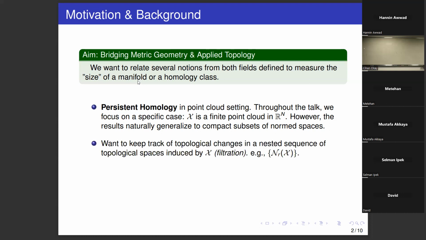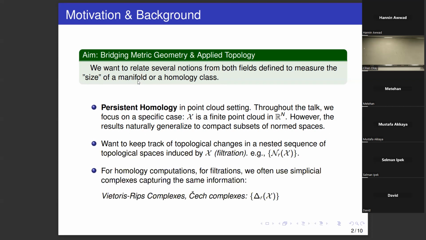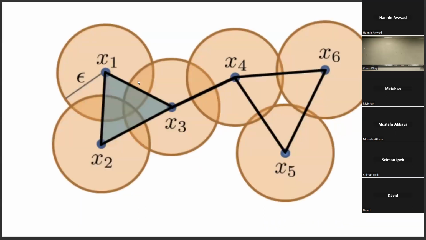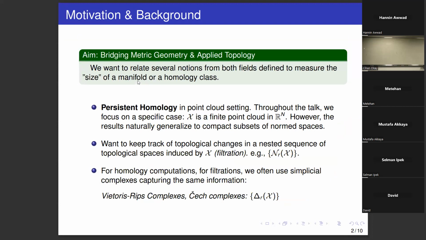The basic idea of persistent homology is that you give me some data or point cloud, and I'll give you a sequence of topological spaces, and persistent homology keeps track of the topological changes. I'm going to give you an explicit example in a minute, for homology computations.